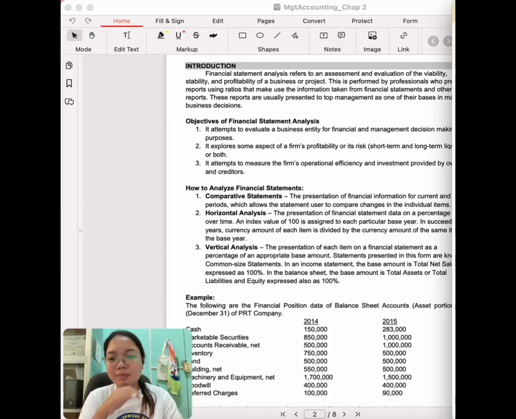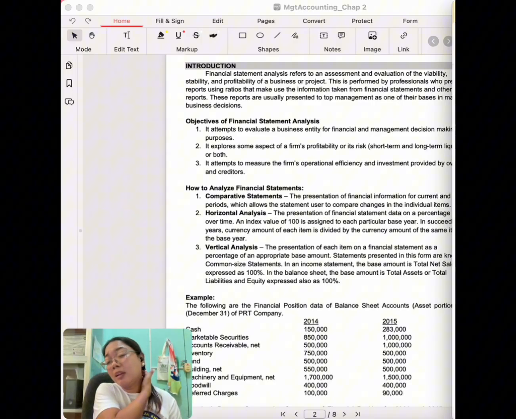And sa comparative statements, dalawa yan. We can use the horizontal analysis or the vertical analysis. So, sa horizontal analysis, it presents financial statement analysis on a percentage basis over time. So, dun sa module natin nakalagay, we use a base year, and then the base year is assigned an index value of 100. And then, we compare succeeding years against the base year.